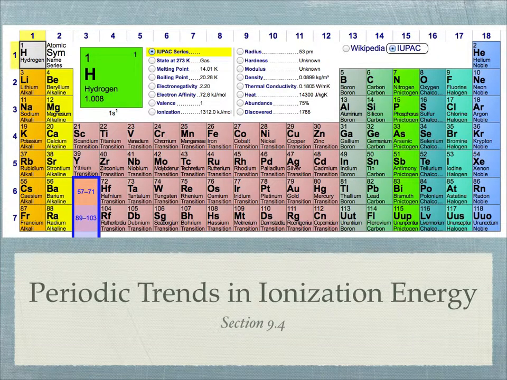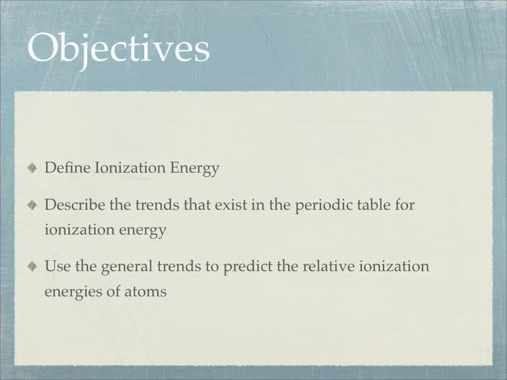Here we have section 8.4, periodic trends in ionization energy. Our objectives: be able to define ionization energy and the trends that we see on the periodic table for ionization energy, and also predict the relative ionization energy of atoms using the periodic table.